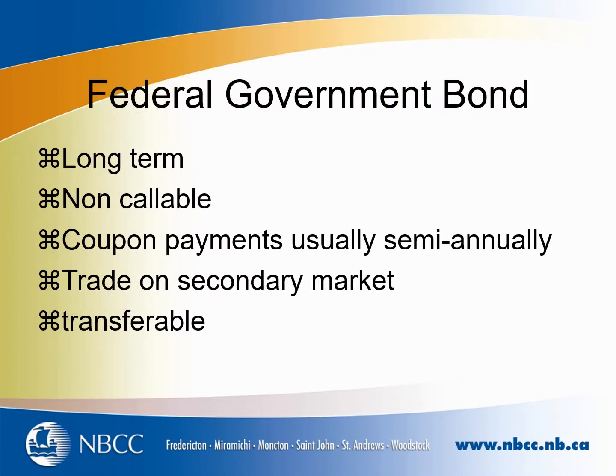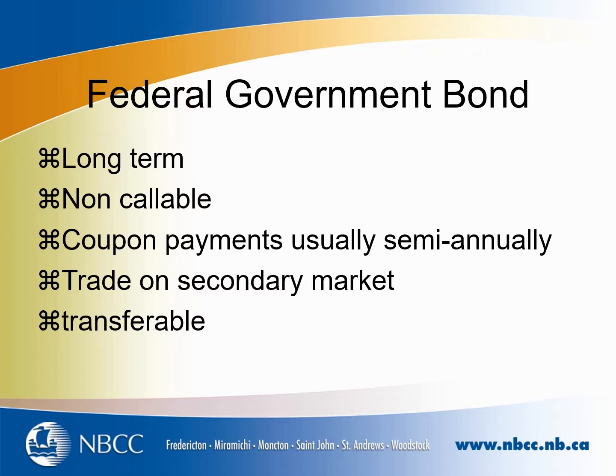Marketable bonds that are issued by the federal government have a number of characteristics listed on this slide. The first is that they tend to be long-term investments. Marketable bonds, or Federal Government of Canada bonds, can be issued with terms to maturity of 30 years or more. They are always non-callable. This means that the federal government cannot call the bond in at a date prior to its maturity. Other bonds are callable. We will discuss this feature later.